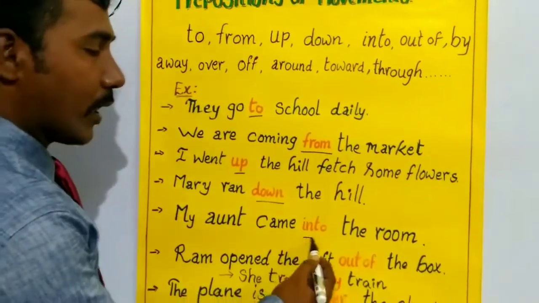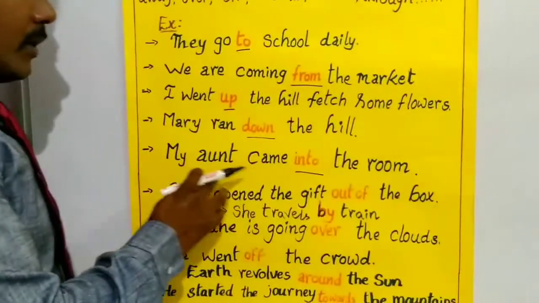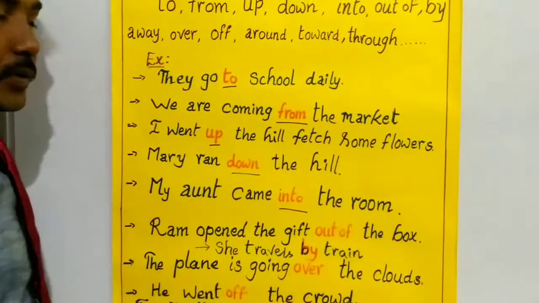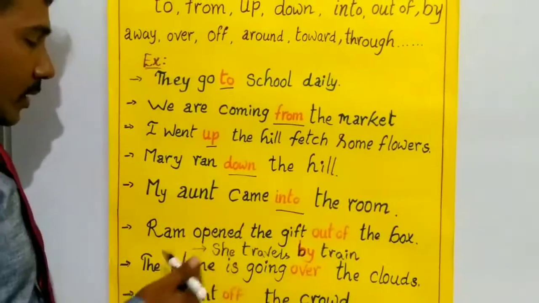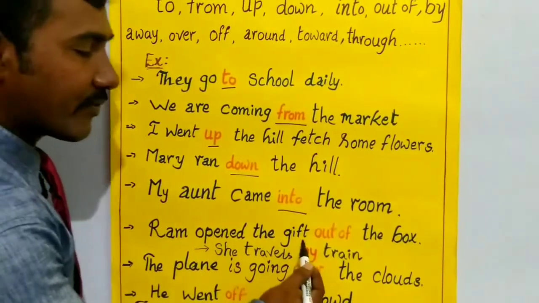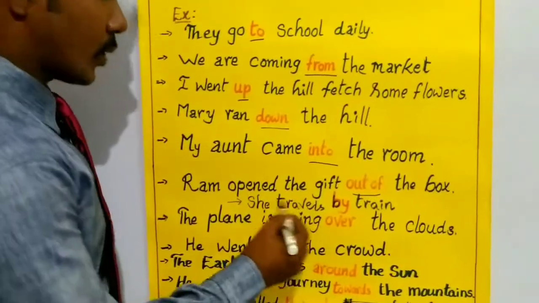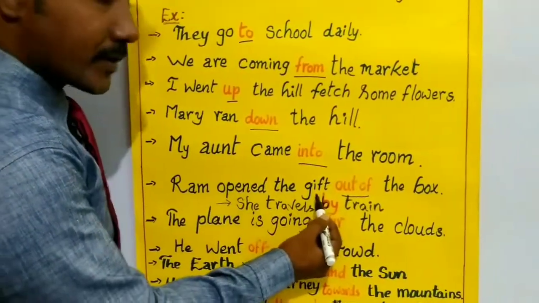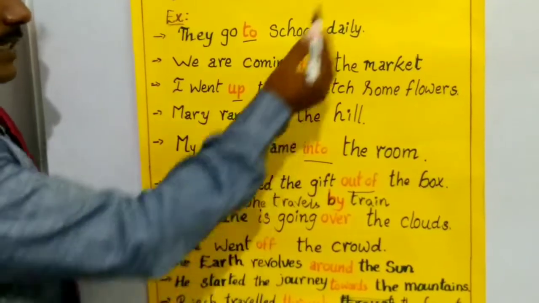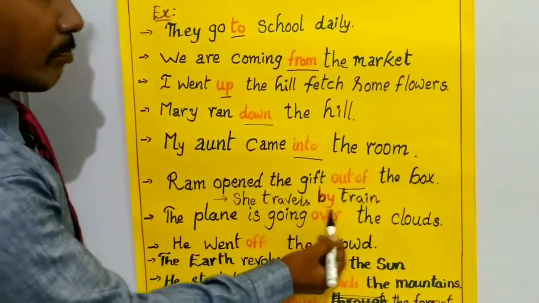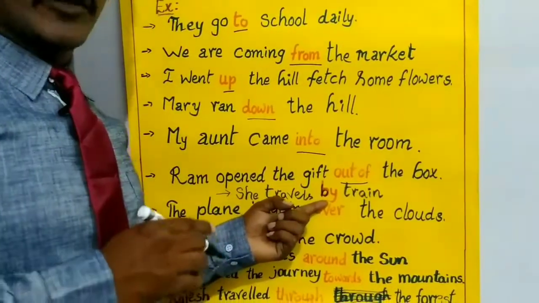My aunt came into the room. So she came inside the room. Into means inside here. And Ram opened the gift out of the box. Out of. So Ram opened the gift out of the box. And another example with by: she travels by train.